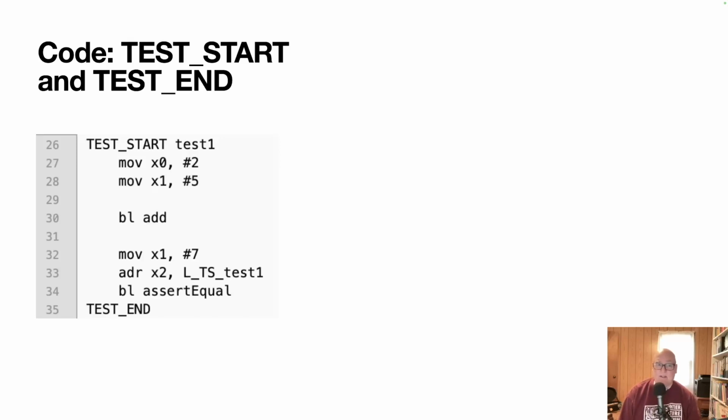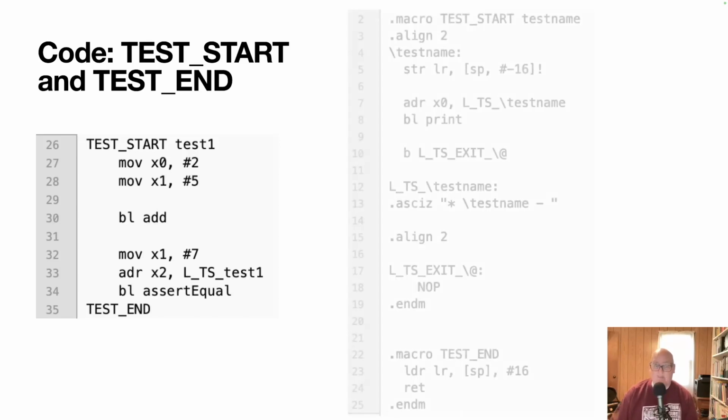With test start, you give it the name of the test, and then it'll create a label for that name, LTS, whatever you gave it. So here's a little test. There's a routine called add, and we're going to set x0 to hold 2, x1 gets 5, call this add routine, and when it's done, x0 should be 7. The result is always in x0. To run the assertion, we're going to put the expected value in x1 and a link to the name of the test in x2 and call the assert equal method to do the assertion.